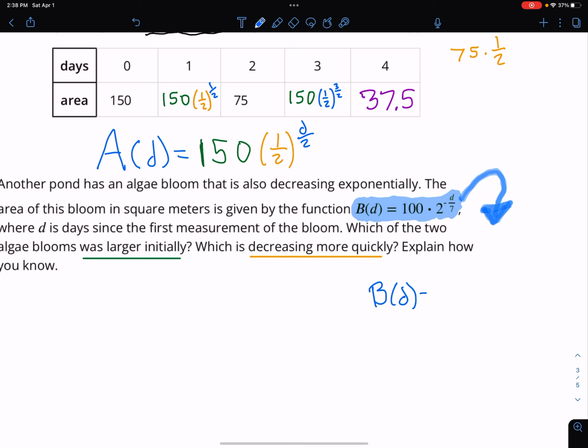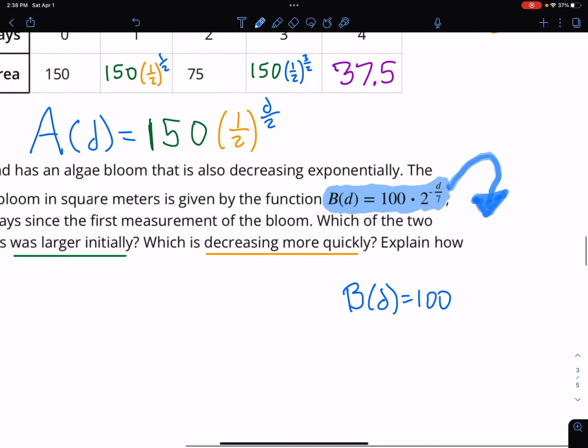Equals 100. And you know what that negative does? That it's got an exponent of negative d over 7. That negative just makes the 2 1/2.